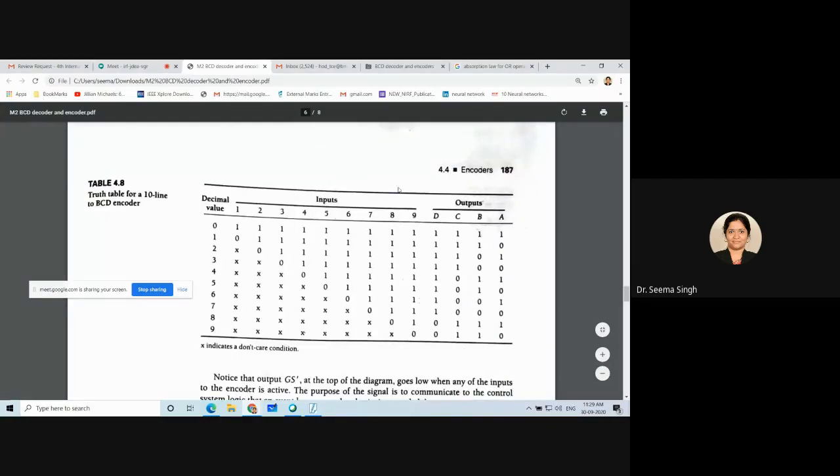So for a decimal value 0, what is happening? You have all your inputs as 1. All input 1 means what? It is showing the output as 1. But yesterday what had I told you? That for a 1 here, it is trying to say that input is 0. If it is not selected, then output will become high impedance. But if output is 111, it is trying to encode a 0 input.